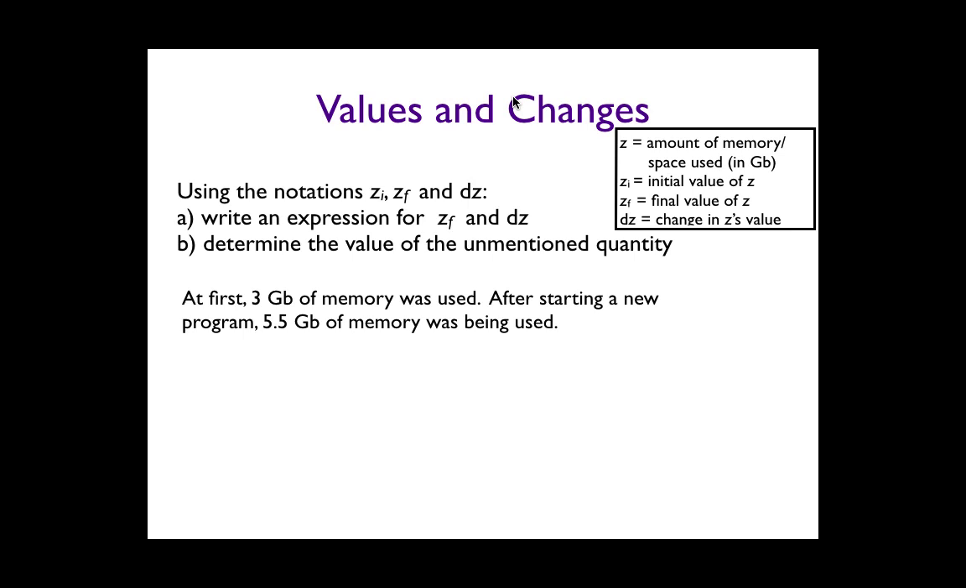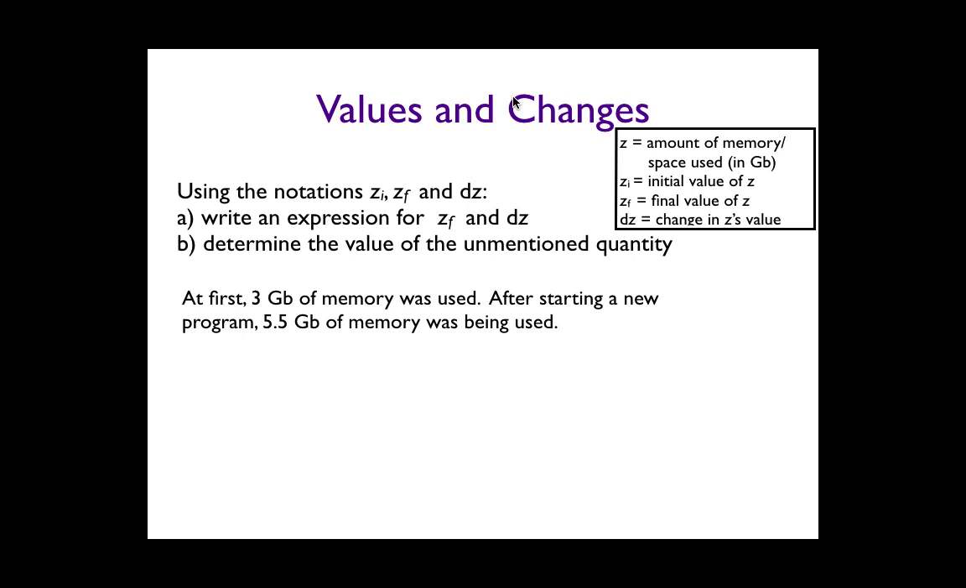So there's two numbers given. Which symbol represents the quantity of these three that isn't given, ZI, ZF, or DZ? DZ. It doesn't state the change, but we can compute it by doing what computation? Subtraction. So in symbols, what would I be subtracting to find the value of DZ? ZF minus ZI, Z final minus Z initial, or the final amount of memory minus the initial.